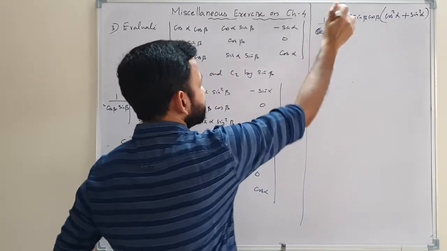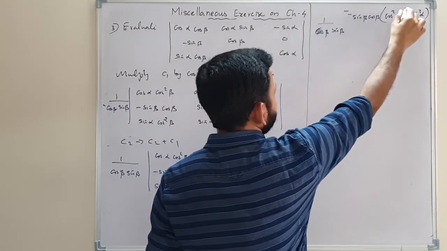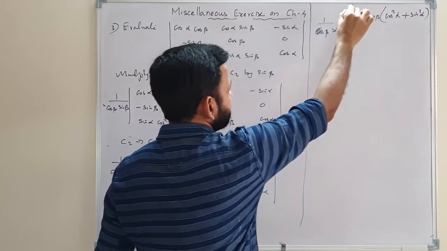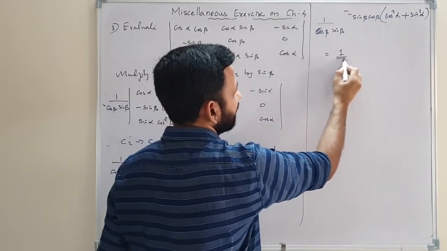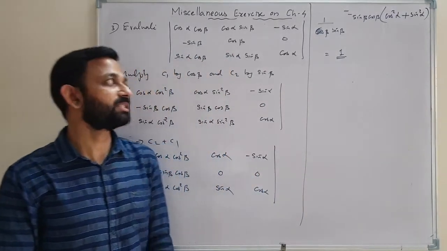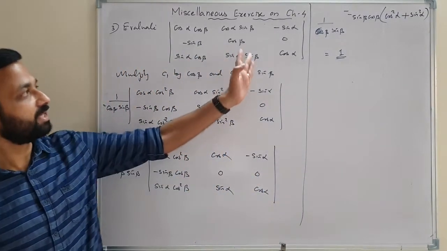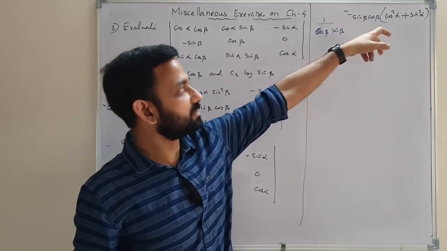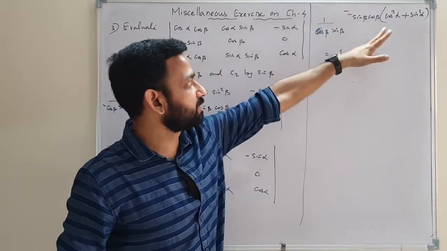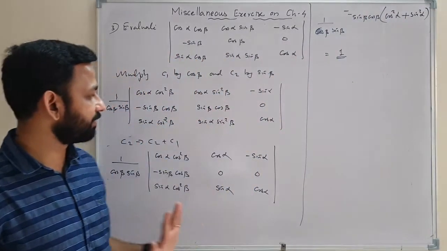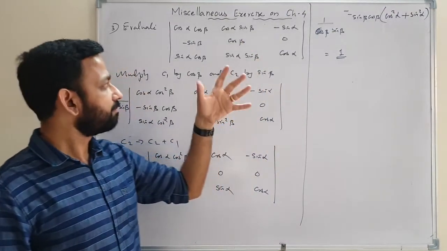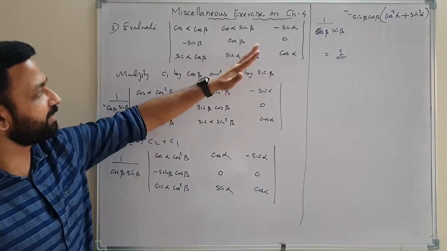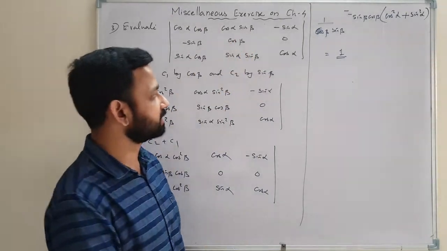So minus into minus is plus, cos square alpha plus sin square alpha is 1, and the sin beta cos beta and cos beta sin beta will cancel, so we get the answer 1. That is the value of the determinant. So minus into minus is plus, it cancels, and we got the answer 1 by using properties of determinants. By normal expansion we can do it, but it may be lengthy sometimes.